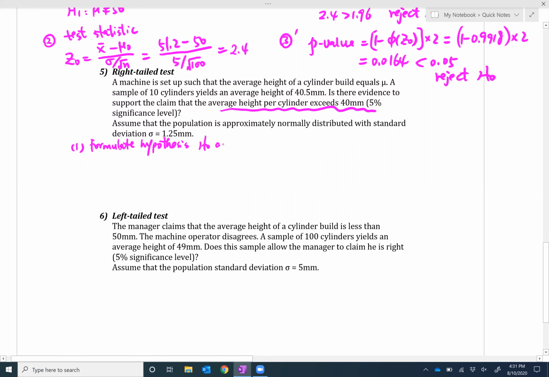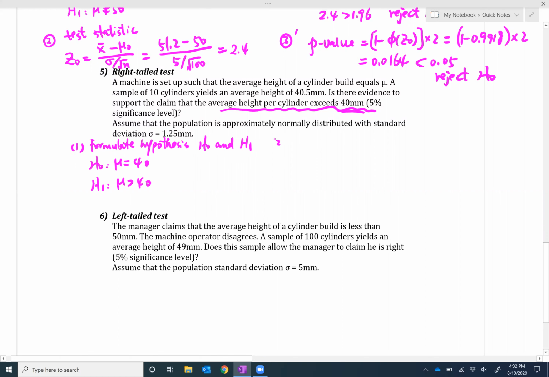H0 and H1. H0: mu equals 40, since now we're going to test against 40. H1: mu greater than 40.